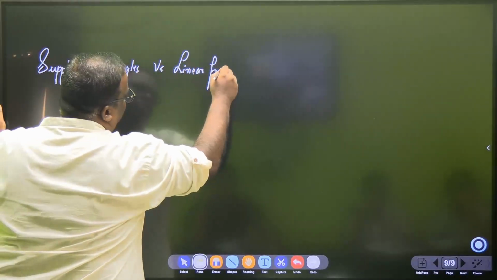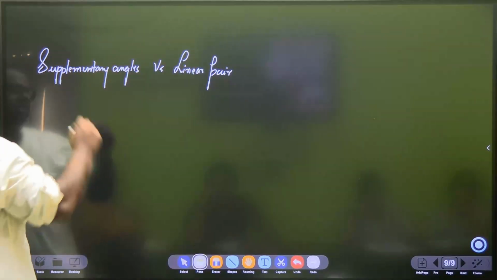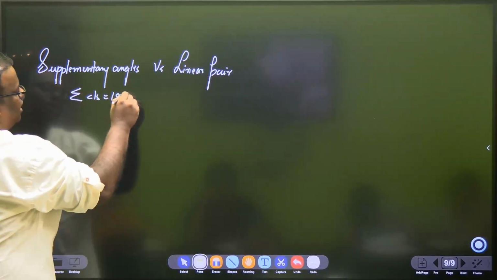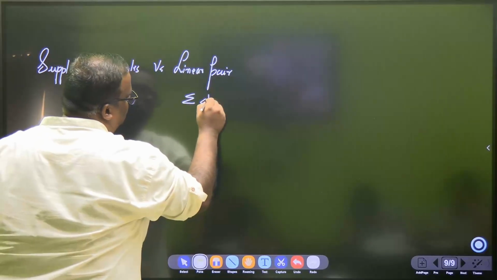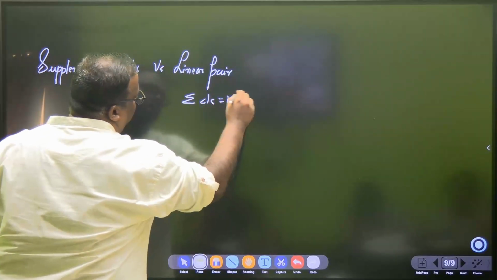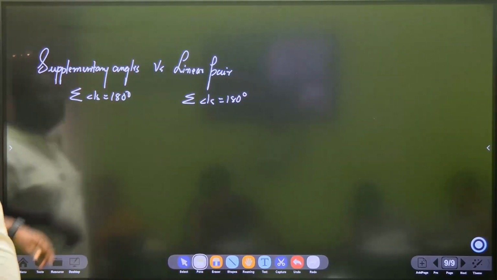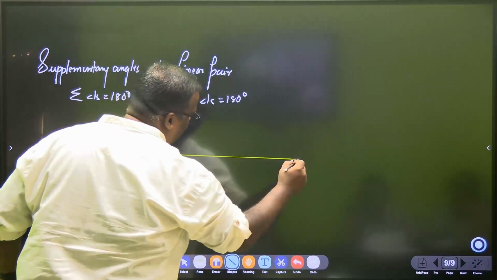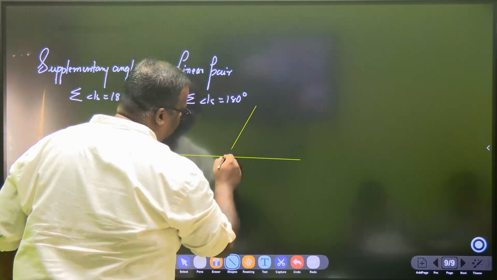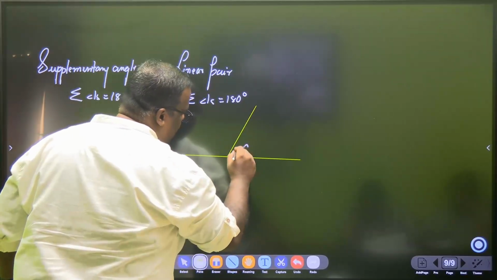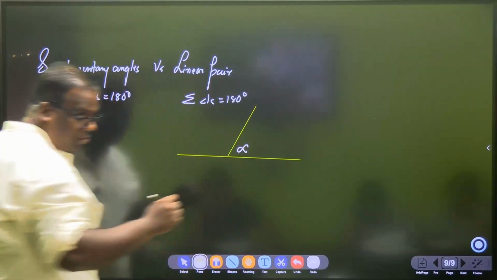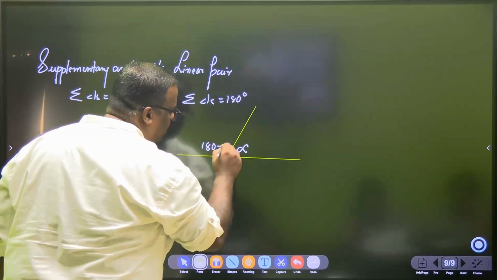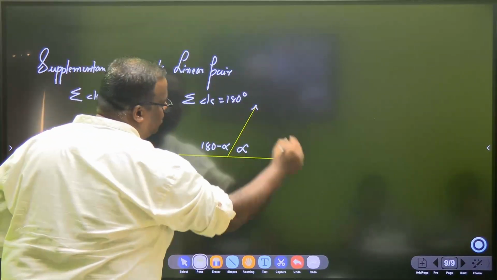A slight confusion is there. In both the cases, the sum of the angles will be equal to 180 degrees. Here also the sum of the angles will be equal to 180 degrees. However, in the case of a linear pair, it will be based out of a common platform. So if this angle is alpha, you know how to write alpha? Then this angle is 180 minus alpha. Now this is a linear pair.